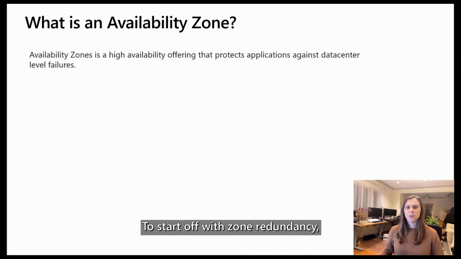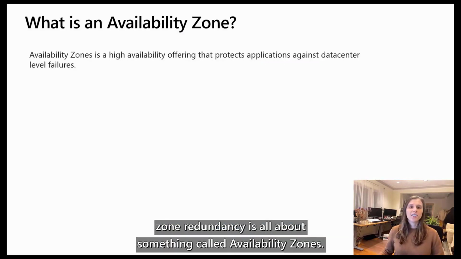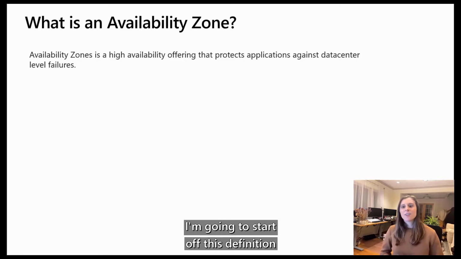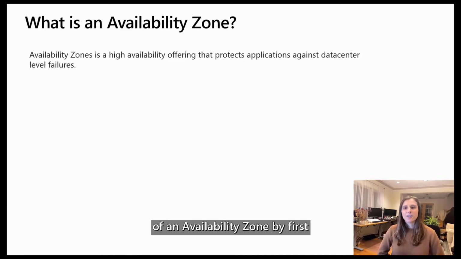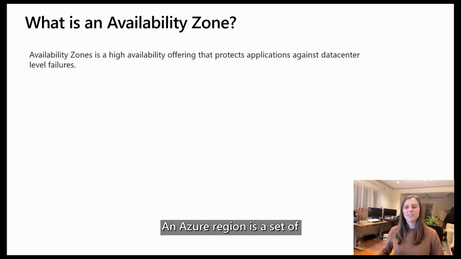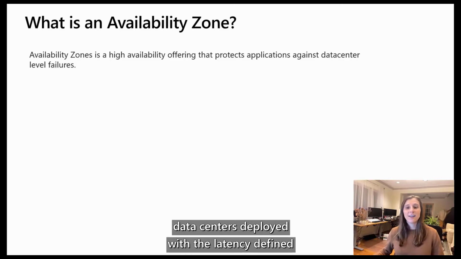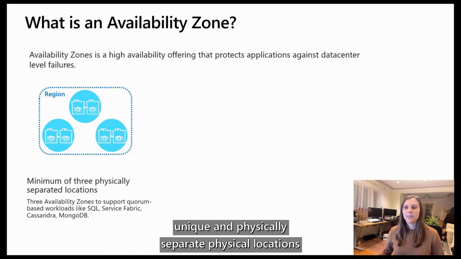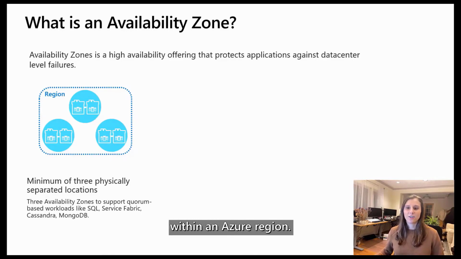So to start off, zone redundancy is all about something called availability zones. Now, what even is an availability zone? I'm going to start off this definition by first looking even higher at what a region is. An Azure region is a set of data centers deployed within a latency-defined perimeter and connected through a dedicated regional low-latency network. Availability zones are unique, physically separate locations within an Azure region.